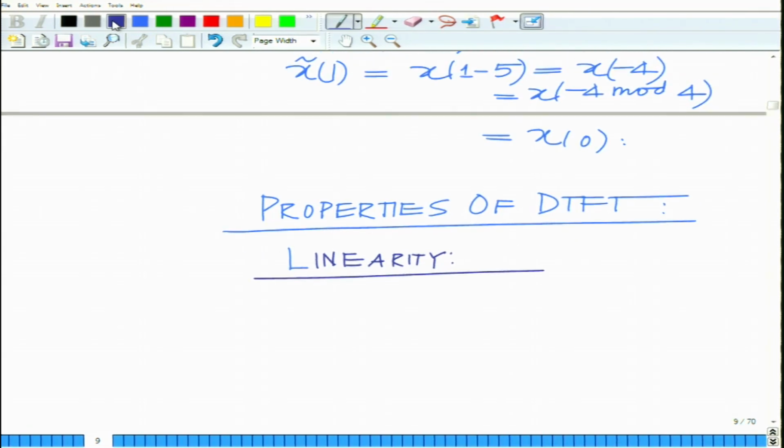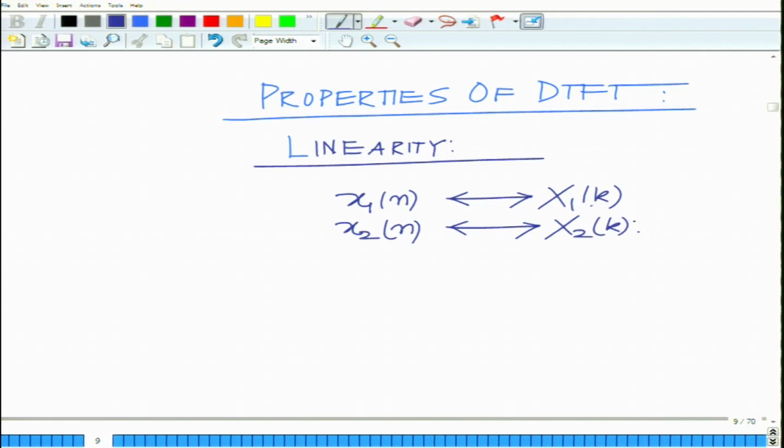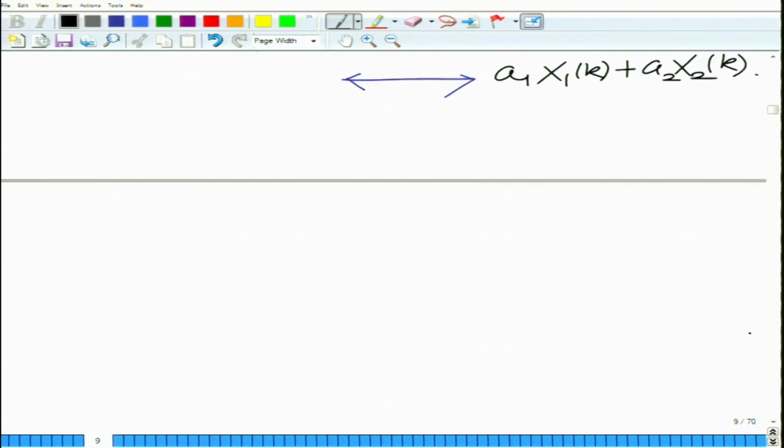So, linearity tells us that if x1[n] has the DFT coefficients X1[k] and x2[n] has the DFT coefficients X2[k], and both have the same length, obviously 0 ≤ n ≤ N−1, then A1 x1[n] + A2 x2[n] has the DFT A1 X1[k] + A2 X2[k]. So, this is the linearity which we have seen many times before. Now, what about time shifting?